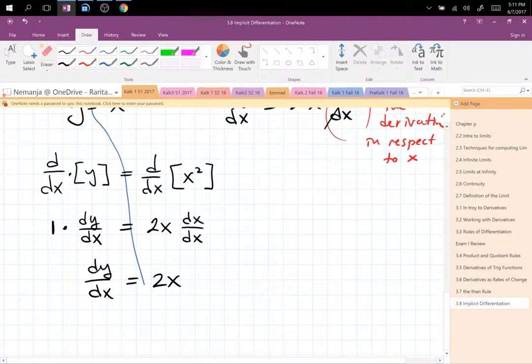Now, left-hand side is a chain rule, because y is the function of x, and this dy dx piece is the chain rule piece. So we can understand it either as a chain rule piece, or we can look at it as, okay, I took the derivative of y in respect to x, so dy dx is there.